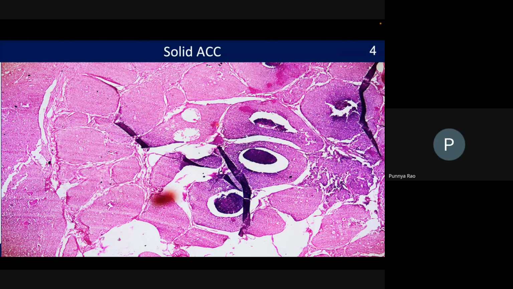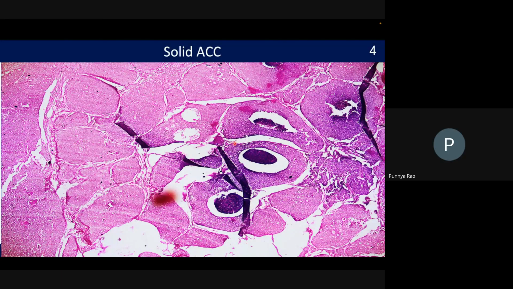So you had sheets of cells and you have this typical necrosis in the center, which is called comedonecrosis. And this is very characteristic in salivary gland tumors, usually seen in a solid ACC and a salivary duct carcinoma, because they are considered to be extremely high grade carcinoma.